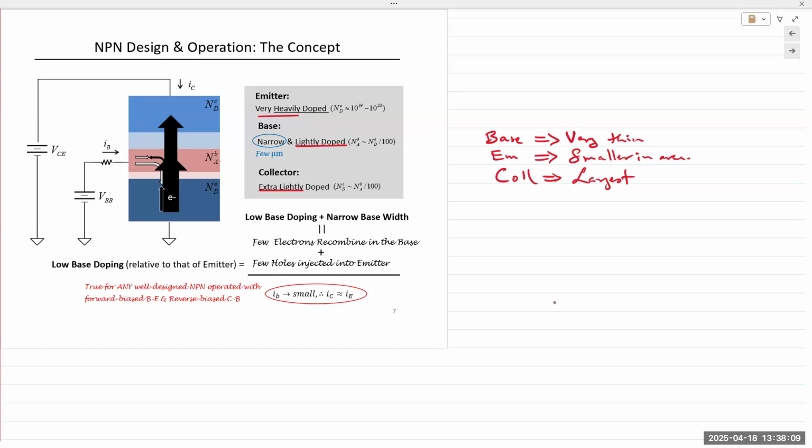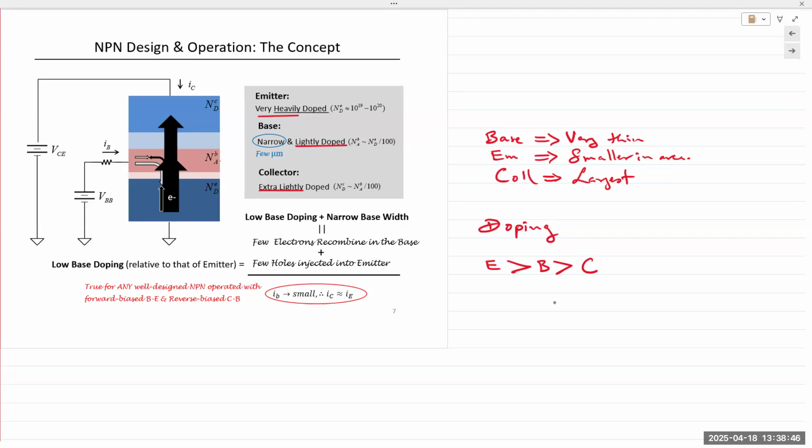So this is relative. Doping profile: the emitter doping is greater than the base doping, which is greater than the collector doping. So in general terms, the collector is the lowest, the base is somewhere in the middle, and the emitter is the highest. So the very heavily doped and extra lightly doped is relative to the base, right? The collector is lightly doped relative to the base. The emitter is much more heavily doped than the base and the collector.